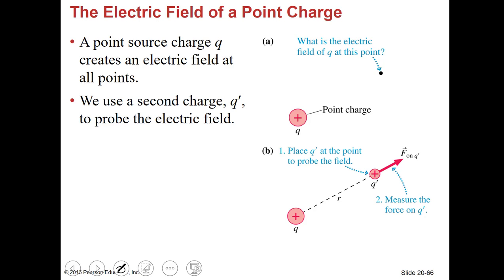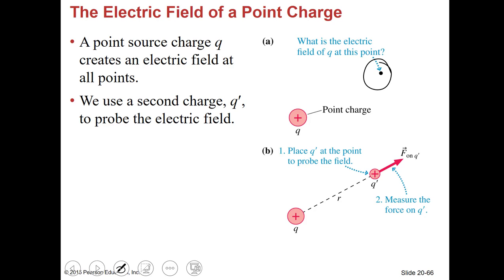Okay, so as I said earlier, the Earth has mass, it has a gravitational field. I have mass, I have a gravitational field. Charges on their own have electric fields. So you can use a second charge to probe the electric field.